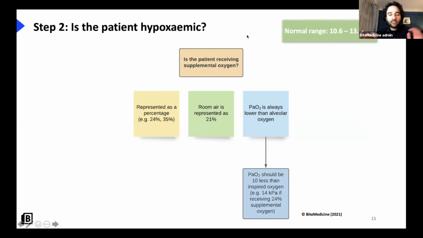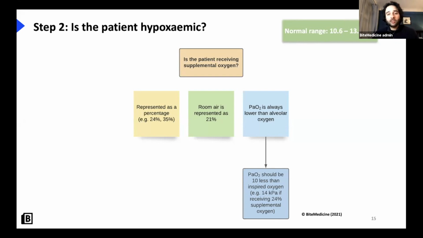we have to firstly understand this concept of oxygen percentage and the concept of supplemental oxygen as well. So ask yourself, is the patient receiving supplemental oxygen? Now, supplemental oxygen, whether it's a mask like this or a nasal cannula, is represented as a percentage. For example, 24%, 35%, etc. But you have to look at this in the context of room air, because room air is represented at 21%. So those are a few key concepts to remember.